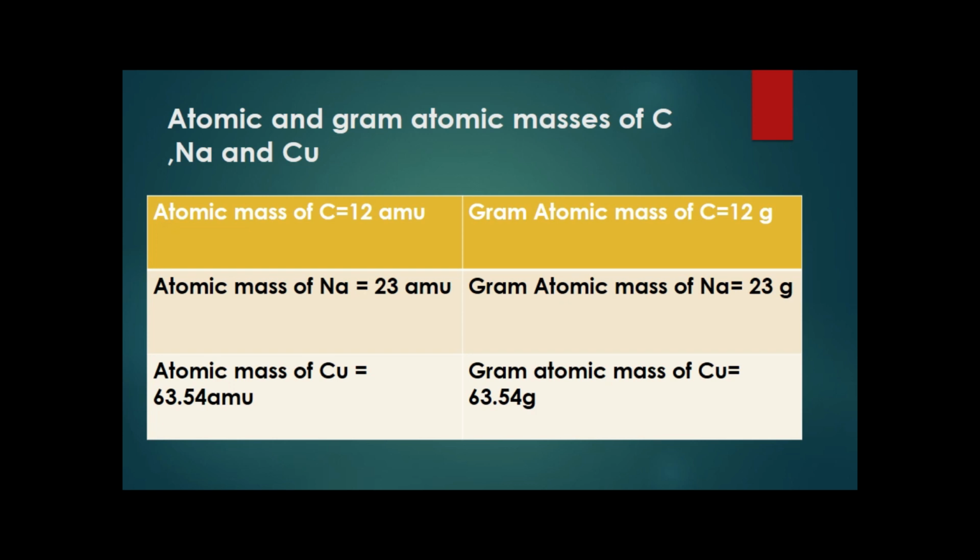Atomic and gram atomic masses of carbon, sodium and copper. Atomic mass of carbon is 12 AMU and the gram atomic mass of carbon is 12 gram. Similarly, atomic mass of sodium is 23 AMU and the gram atomic mass of sodium is 23 gram. Atomic mass of copper is 63.54 AMU while the gram atomic mass of copper is 63.54 gram.